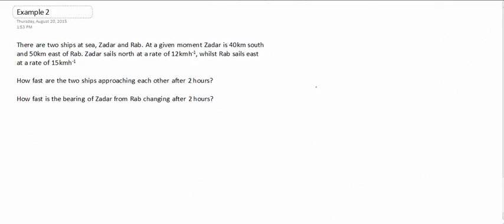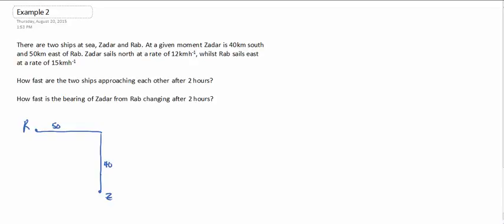Example 2, we have two ships now. We have the Zadar and the Rab. At a given moment, Zadar is 40 kilometers south and 50 kilometers east of Rab. So here is our Rab. Zadar would be over here, where this is 50 and this is 40 kilometers.